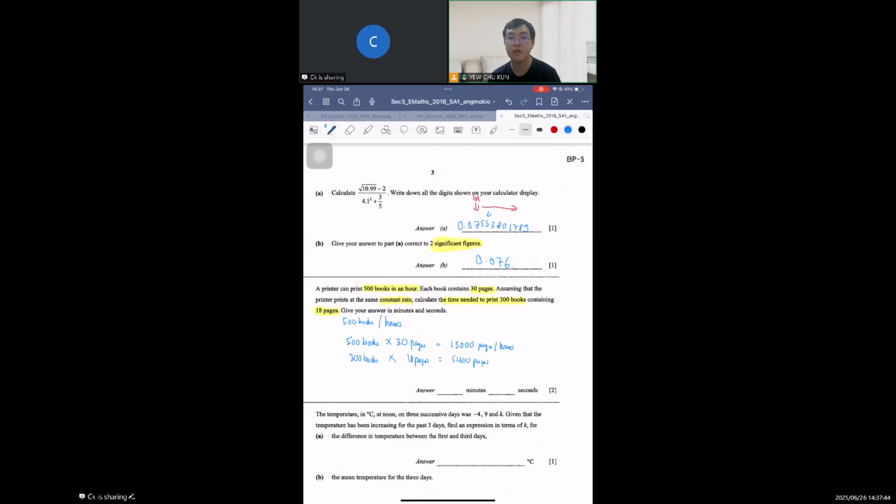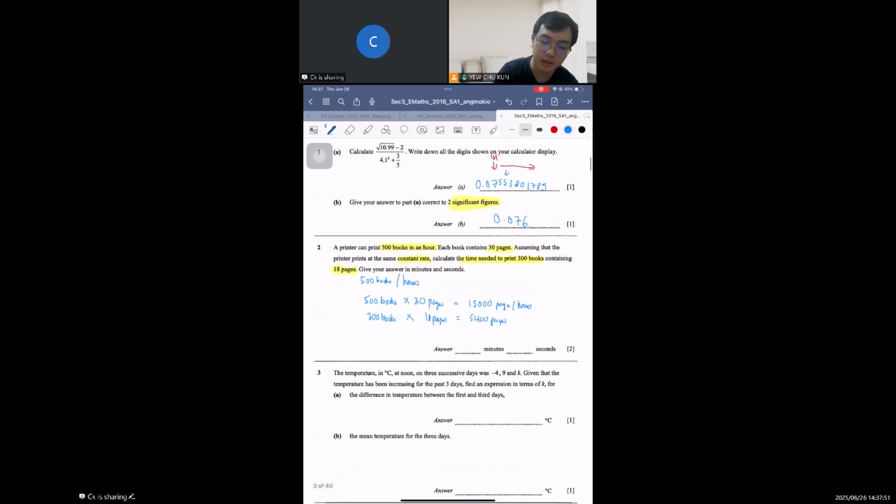So the third step is you need to calculate the time needed in hours. So the time is 4,500 pages divided by 15,000 pages per hour. So actually it's 0.3 hours.